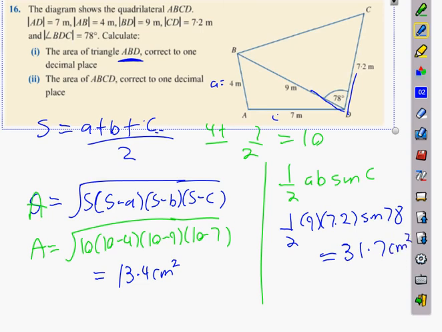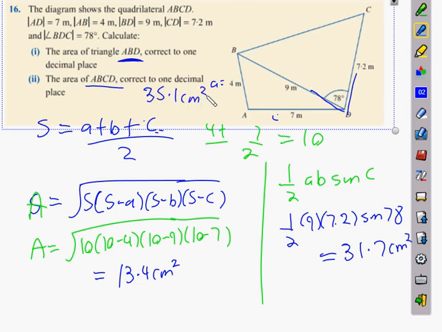Now, that's not the answer to the question, that'll get you 7 out of 10. What does the question specifically ask you to do? The area of the full thing. So what happens when you add them both together? You add 31.7 plus 13.4 and you get 35.1.